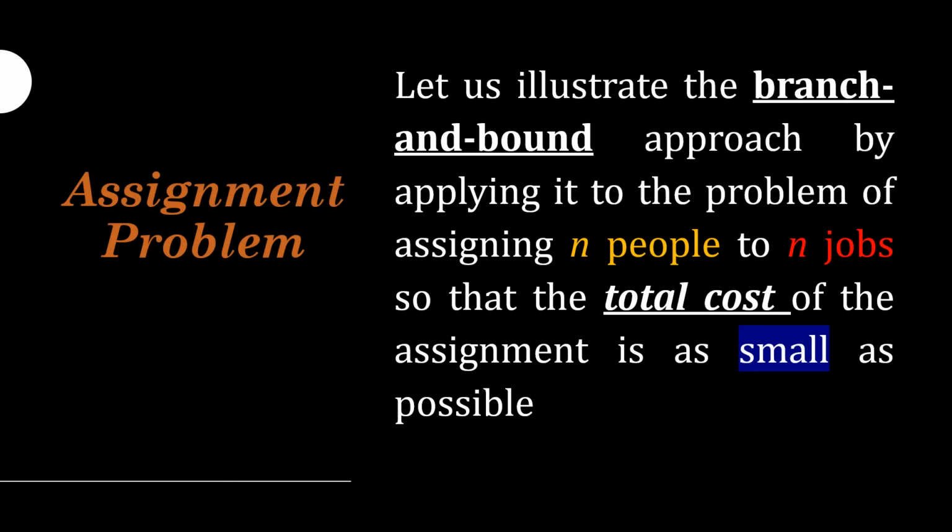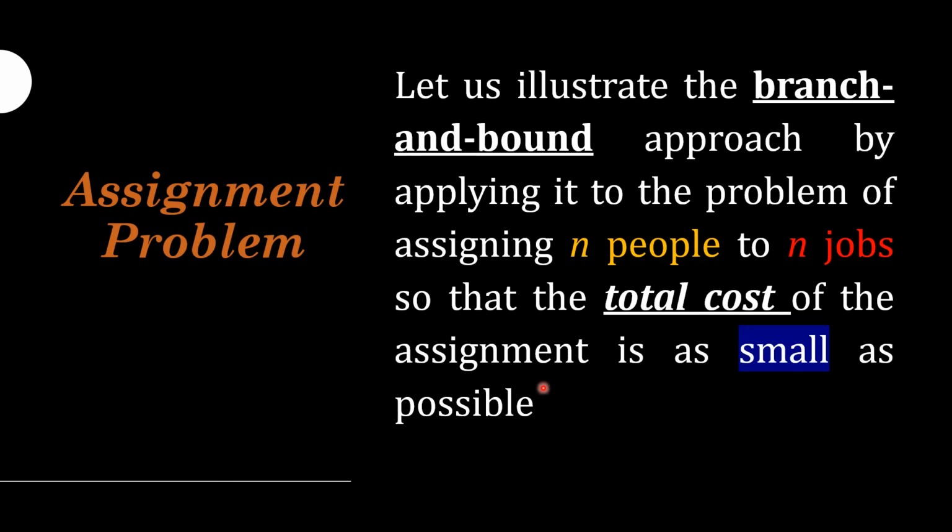Next, let us see a very important problem and how to solve it with the help of a state space tree. Let us see the problem statement now. Let us illustrate the branch and bound approach by applying it to the problem of assigning n people to n jobs, so that the total cost of the assignment is as small as possible. The main constraint of this problem is that we have to assign n jobs to n people.